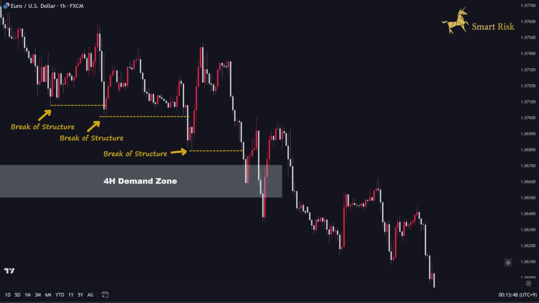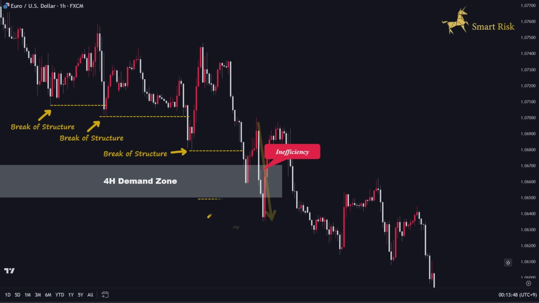Here we have the Euro-Dollar 1-hour timeframe chart. As you can see, the price has formed a series of bearish breaks of structure until it reaches the unmitigated demand zone in the 4-hour timeframe. When the price reaches this higher timeframe's demand zone, many traders anticipate a potential reversal and start looking for signs of a change in character to enter long positions. However, contrary to their expectations, the price taps into the 4-hour demand zone and experiences a minor pullback before swiftly moving downward with significant momentum.